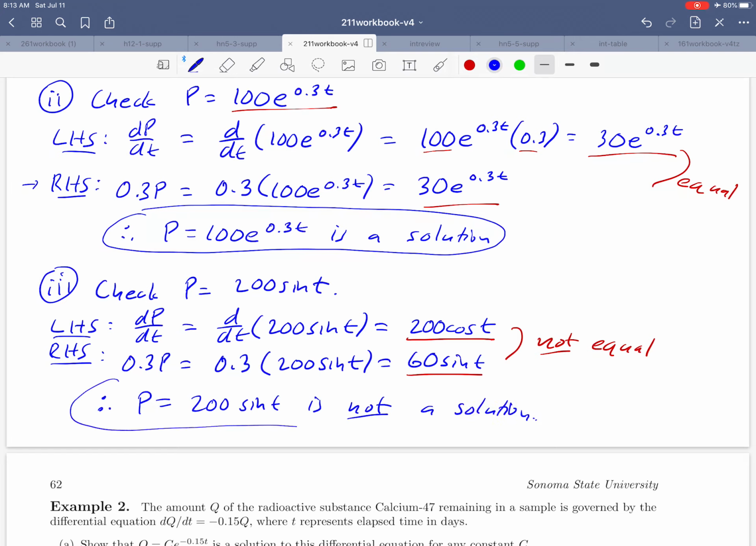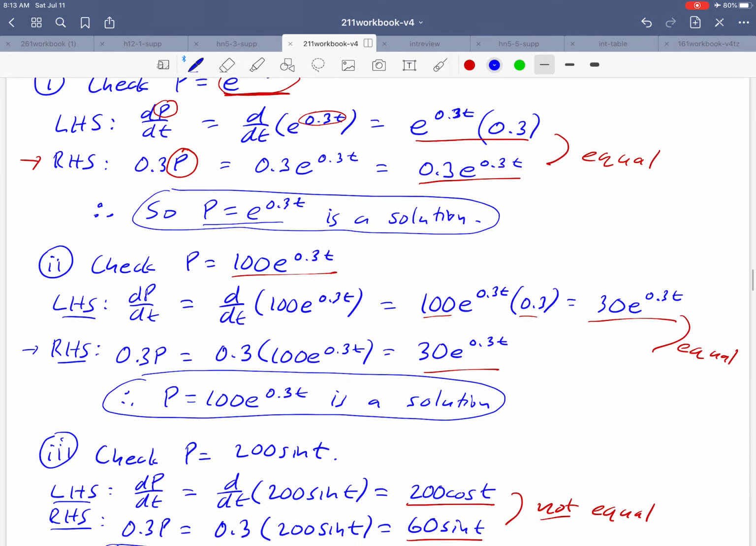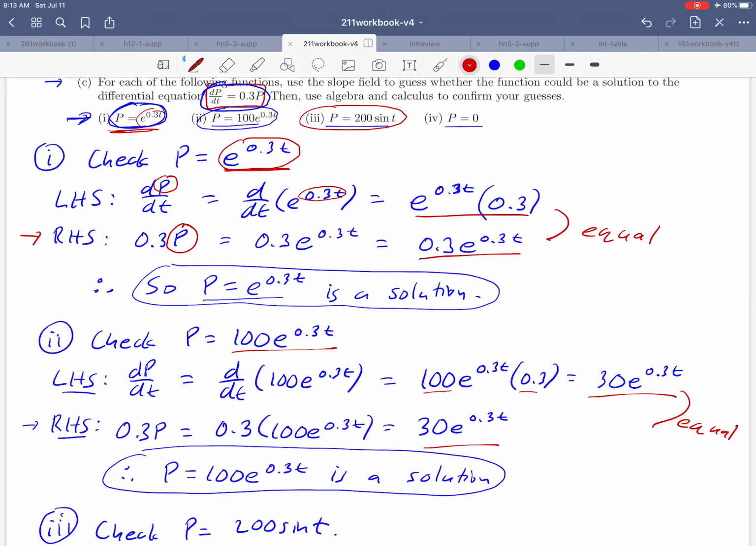Okay, well, we're kind of out of space here, so I'm going to leave part 4 for you to check p equals 0. This actually is a solution, which I'm going to ask you to confirm algebraically. And you're welcome to look at my written solutions and see how I did it once you've tried it yourself.